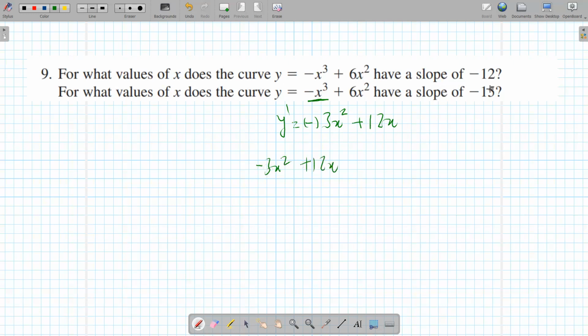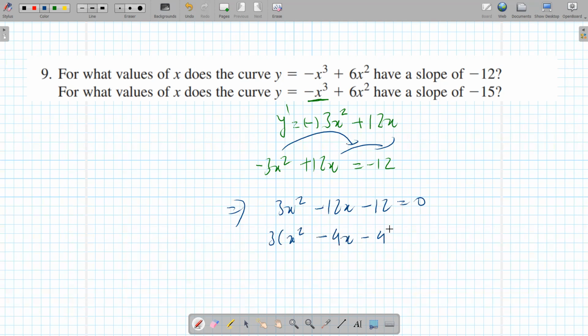And it's asking us when is the slope negative 12? We'll set it equal to negative 12, like this. And then you need to bring everything to the same side because, again, it's a polynomial. So I'm going to make my 3 positive. So it's going to look like 3x squared minus 12x minus 12 is 0. Now, is there something that we can pull out right now? Do all 3 terms have something in common? Yes, it has a 3, right? If you pull out a 3, you get something like this.